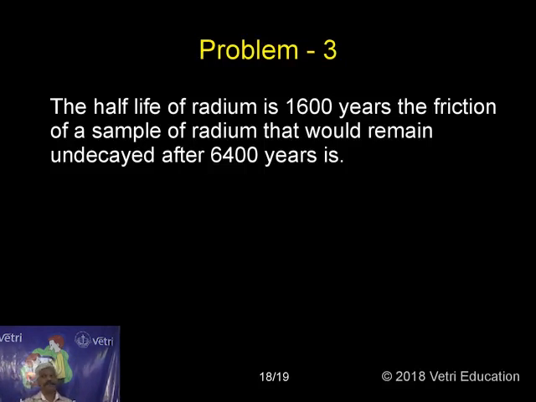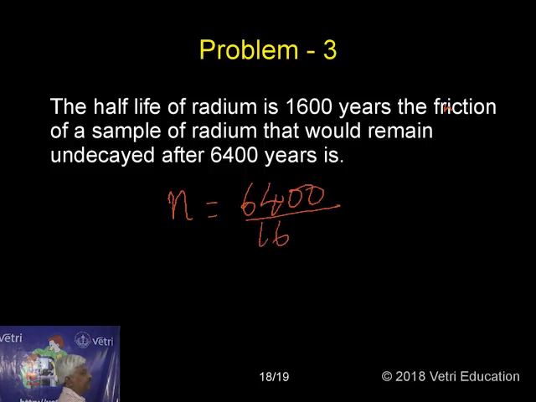The half-life of radium is 1600 years. The fraction of a sample of radium that would remain undecayed after 6400 years is, this is a repeated problem. From it I have to find out the number of half-lives. Number of half-lives is 6400 divided by 1600, that is equal to 4.